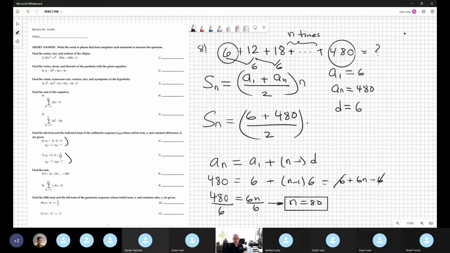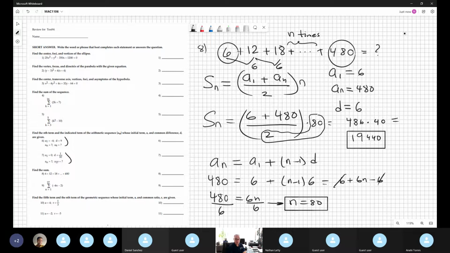80. Actually, to compute easily, you get the addition first. 486 times 40, no? Where does 40 come from? 40 is 80 divided by 2. And now calculator, the answer is 19,440. This is one possibility.